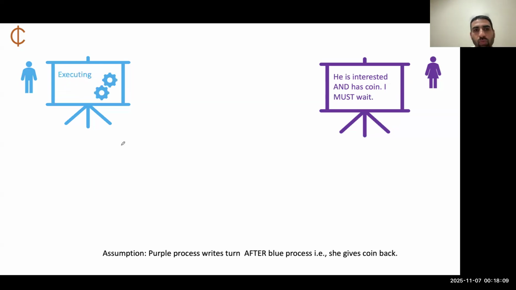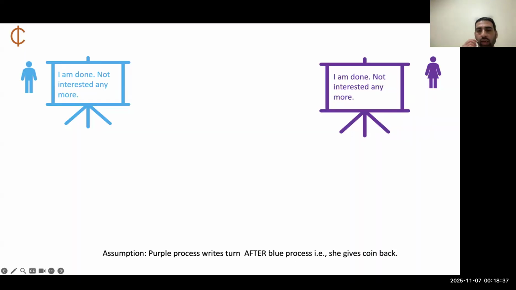So then this blue process starts executing, and once done, it says, okay, I'm done, not interested anymore. So the purple one sees that he has the coin, yes, but the other is not interested anymore, right? So I can start execution. Then this purple will start execution, and once completed, both of them can go back to the point where they again publish their interest. Okay.